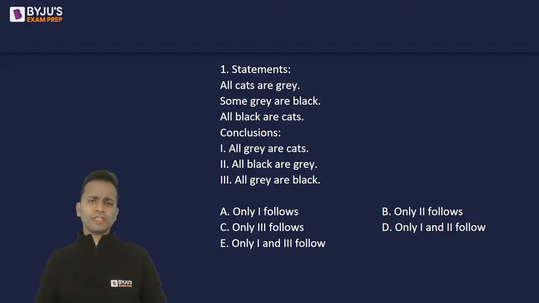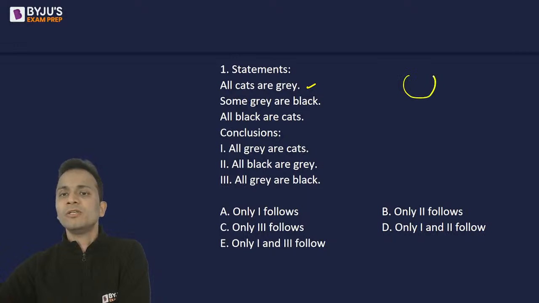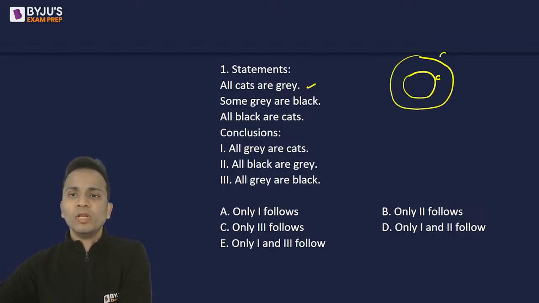All right, so let's solve this. The method that I generally use to solve these types of questions is the method of Venn diagrams. Now, this statement is telling me that all cats are gray. So let's say this circle represents the circle of cats. Since all cats are gray, the circle of cats will be completely overlapped by the circle of gray. So a smaller circle for cat, since all cats are gray, will be completely overlapped by the circle of gray.